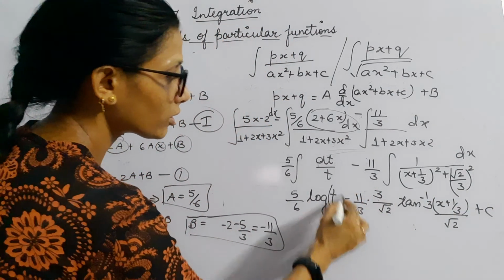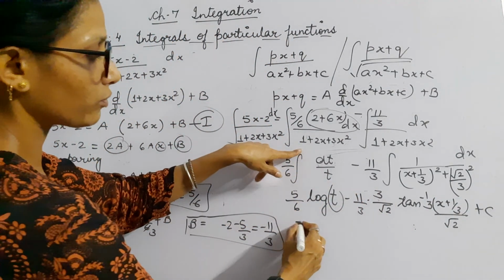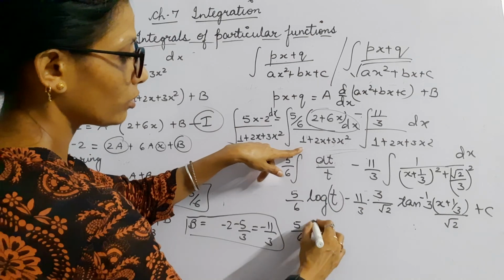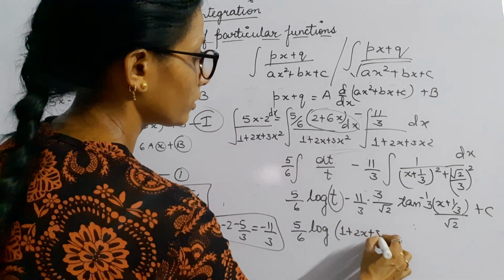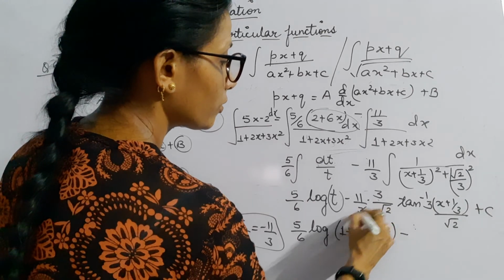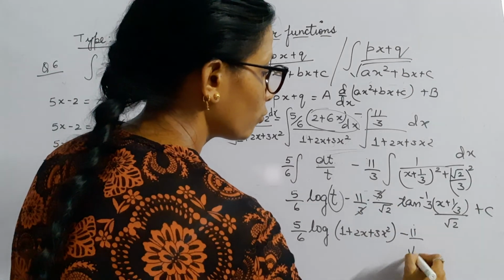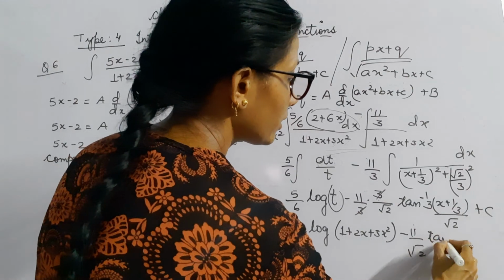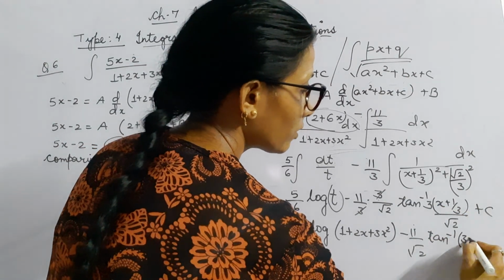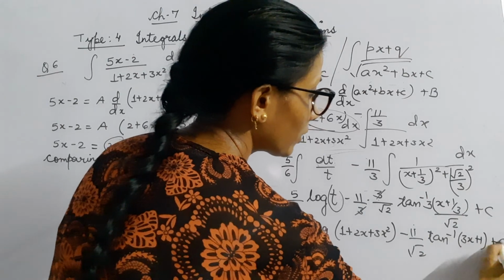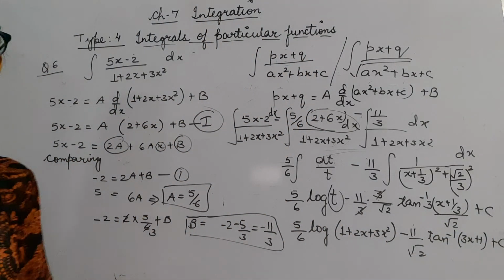Now I will just substitute the value of t. This I have substituted as t, so this will be 5 by 6 log of 1 plus 2x plus 3x square minus, 3 and 3 gone, so 11 by root 2, and this will be tan inverse. Either you can take the LCM and cancel it, so it will be 3x plus 1, plus c. So this is your final answer. Have a look.